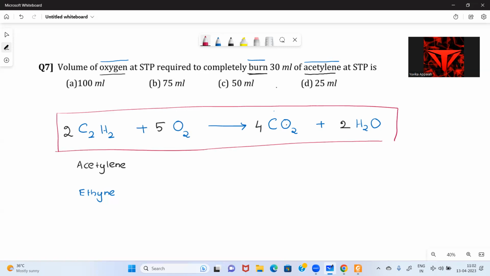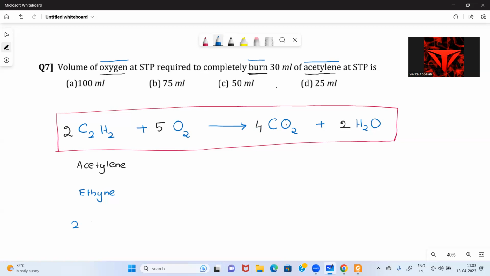Now we can do our analysis, right? So what is asked? Volume of oxygen required to completely burn 30 ml of acetylene at STP. Clear? Yes. Okay. Now 2 moles of acetylene combines with how many moles of oxygen, Yuvika? 5 moles, correct?